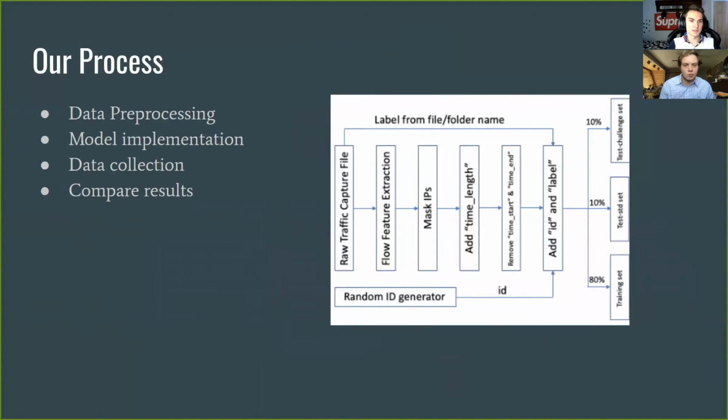And our process includes data pre-processing, model implementation, data collection, and comparing results. So we start off with the data pre-processing and preparing the data for our models. We pass it along to our models and collect statistics from them, such as the accuracy and the training and testing times. And then that allows us to compare results.